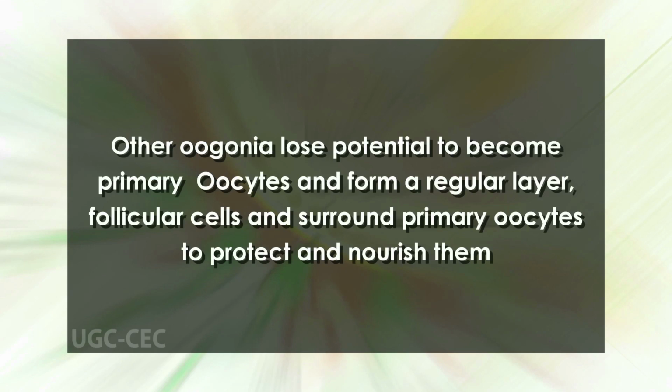Other oogonia lose the potential to become primary oocytes and form a regular layer, the follicular cells, and surround the primary oocytes to protect and nourish them. The structure thus formed is known as the primary follicle. Each primary oocyte is surrounded first by one layer of follicular cells and then by 6 to 7 layers of cuboidal cells called granulosa cells.